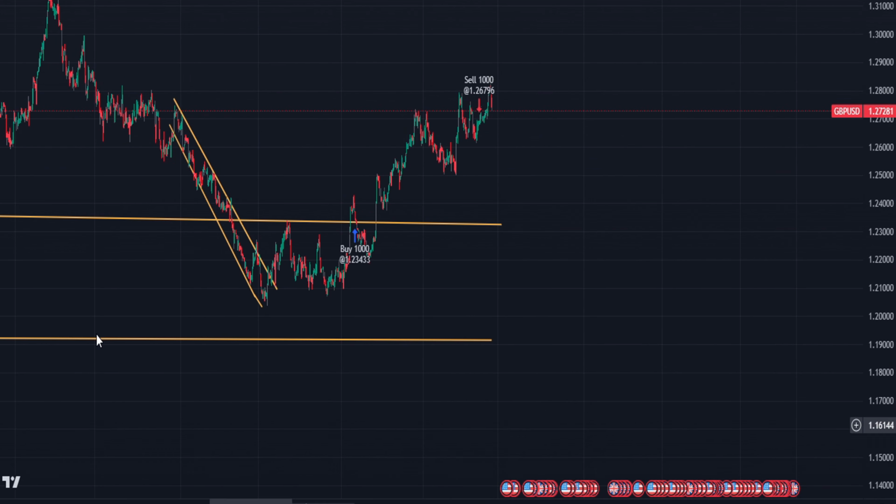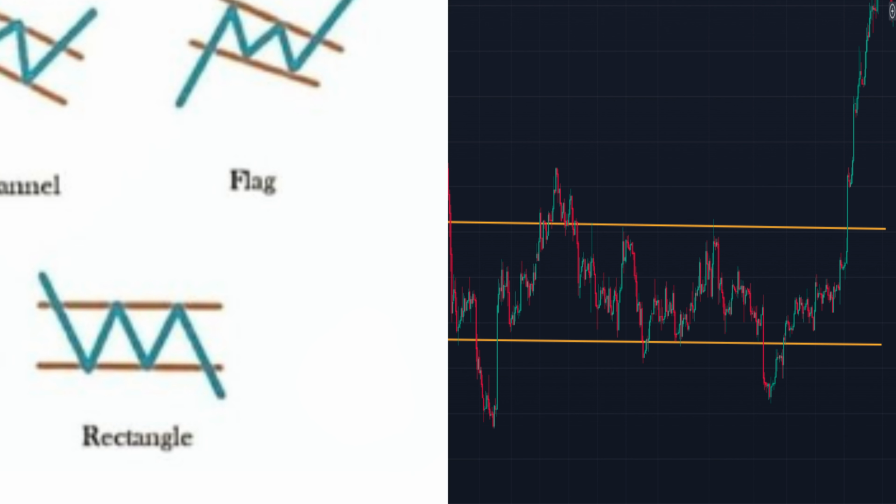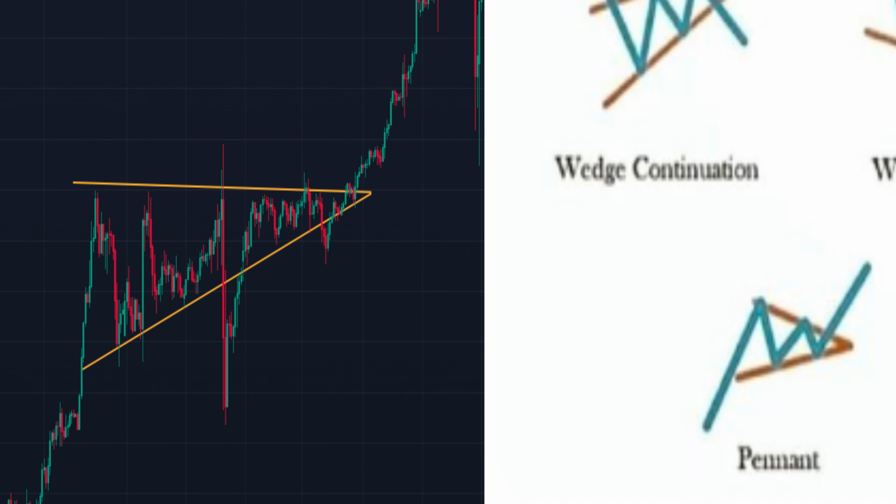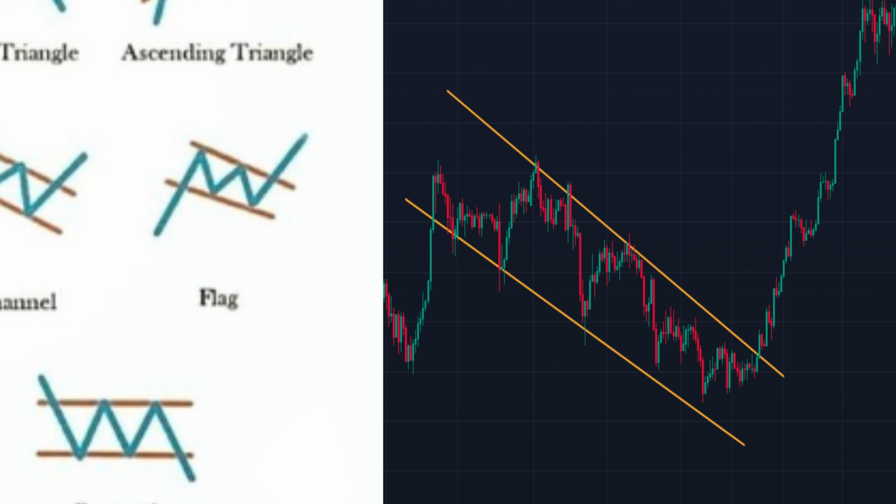When you identify a support and resistance level, it's a rectangle pattern. When you see two converging trend lines, it's a pennant. When you notice two trend lines moving in the same direction, it's a flag pattern.